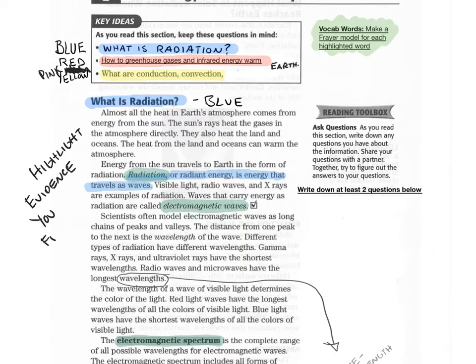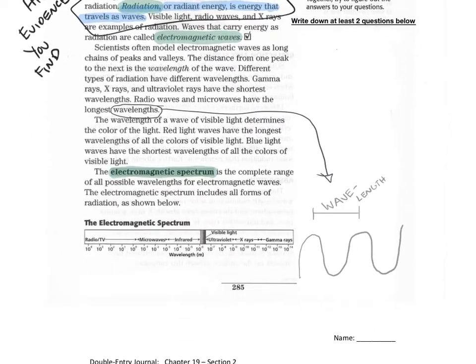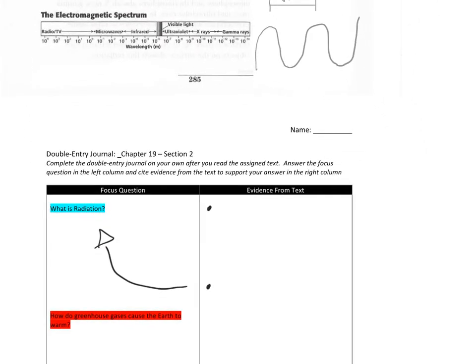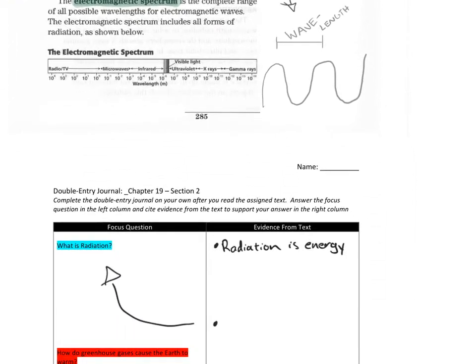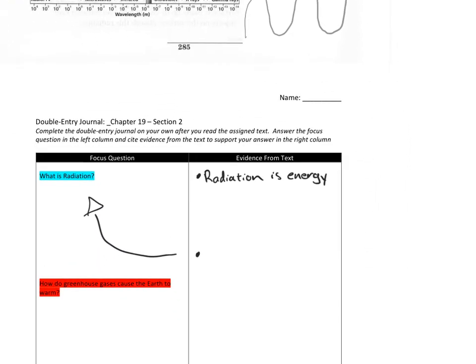Okay? Then you're going to take that piece of evidence you just found and you are going to transfer it to your double journal entry. So that was radiation is energy. And let's see what it says. Radiation is energy that travels as waves. Those should be in quotation marks because it's not your own words.